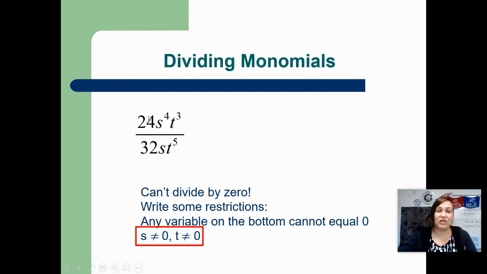When simplifying this fraction, I have a 24 and a 32, so I want to simplify that just like I would a normal fraction. So 24 and 32 are both divisible by 8. So 24 divided by 8 is 3, and then 32 divided by 8 is 4.